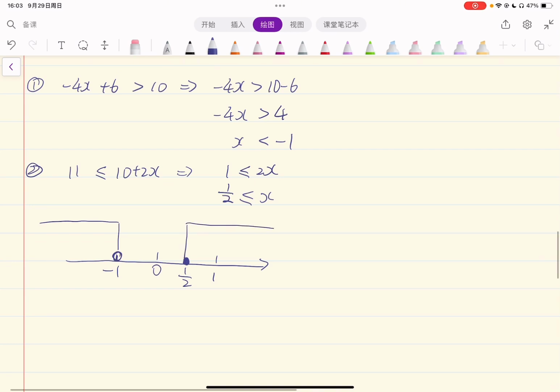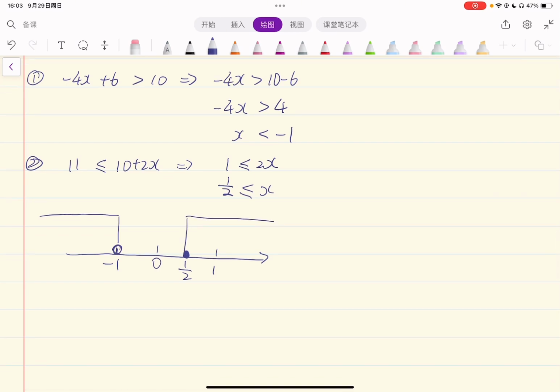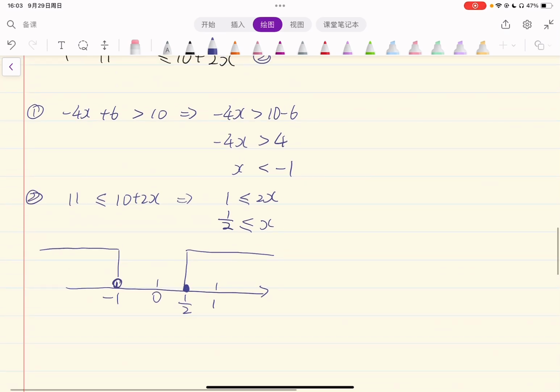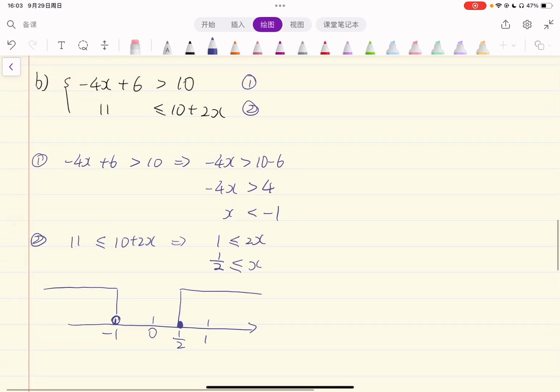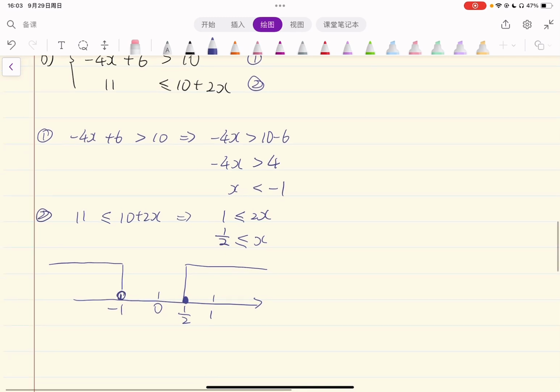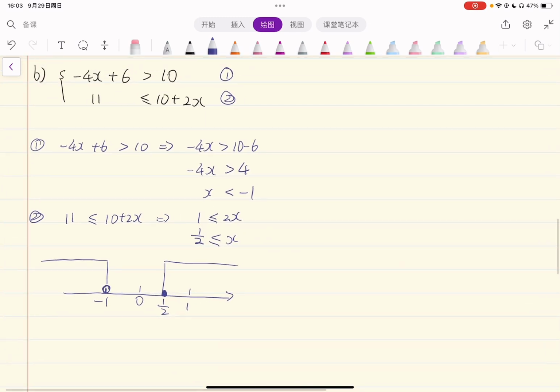As we can see, there is no overlap, which means we cannot find a set of values that make the two inequalities true at the same time, which means for this one, we don't have solutions. So no solutions.